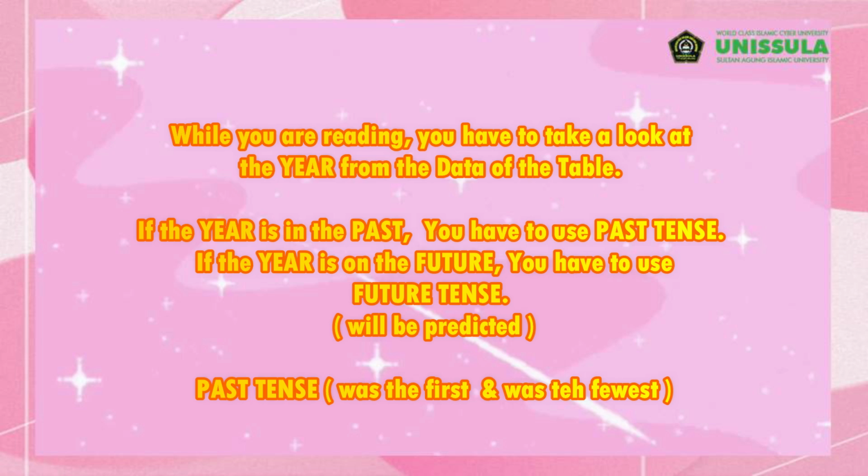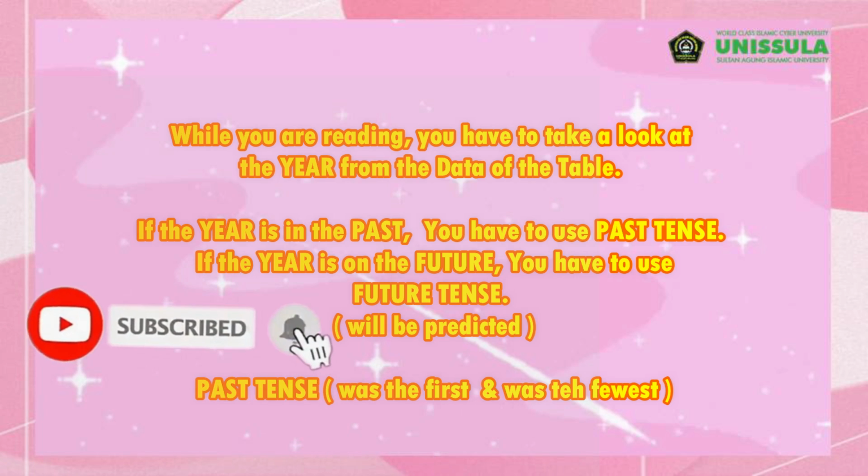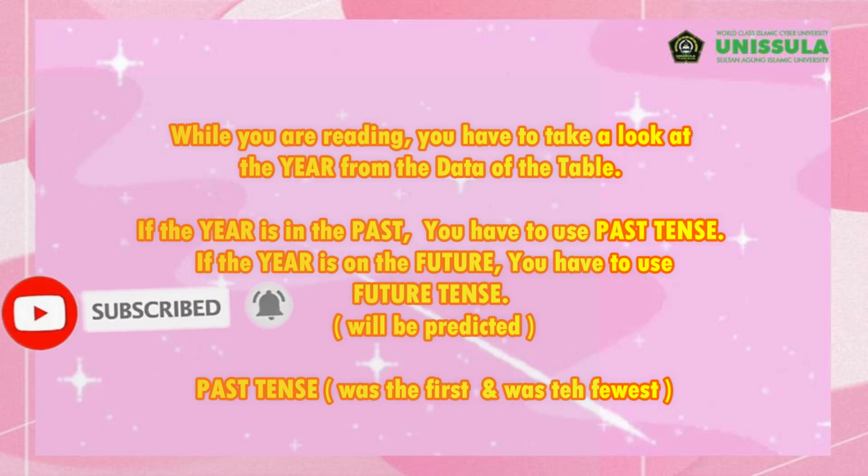Students, while you are reading, you have to look at the year in the data of the table. In what year? If the year is in the past, you have to use the past tense. If the year is in the future, you have to use the future tense, will be predicted. For the past, was the fewest and was the first. This is the first example of how to read the data by using individual data.